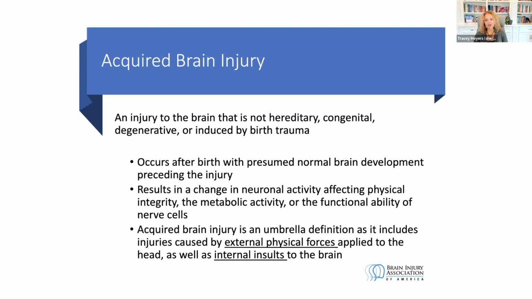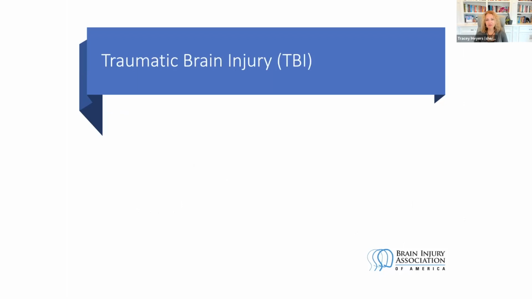And as a result, the brain may have different strengths and weaknesses after the acquired brain injury due to the changes in the neuronal activity. Acquired brain injuries are an umbrella definition because it includes both external and internal insults to the brain. External forces may be when the brain is struck by an object or with a fall hitting the floor, for example. An internal insult to the brain may be something like lack of oxygen or a bleed in the brain.